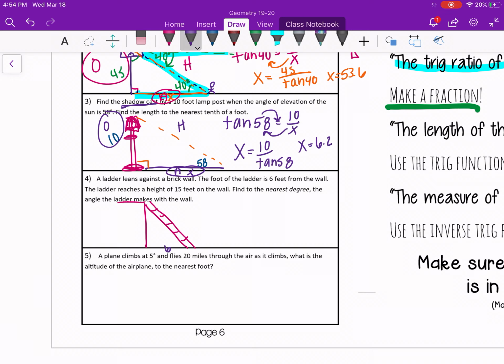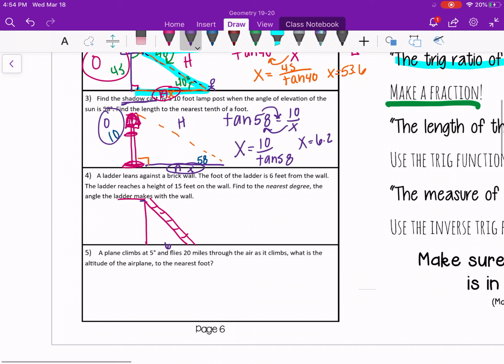It says the ladder reaches a height of 15 on the wall. So we don't know anything about the length of the ladder, but we know that this height that it touches the wall is 15 feet. Hopefully you can see the right angle is here. It says find the nearest degree the angle the ladder makes with the wall. Think about what that means.